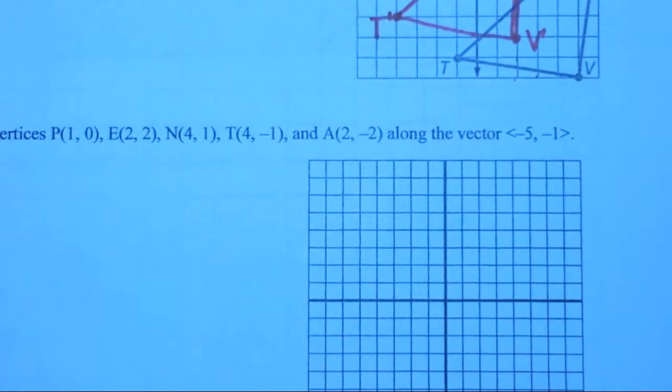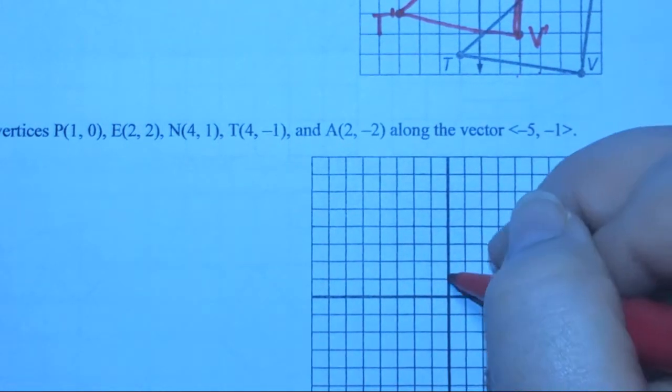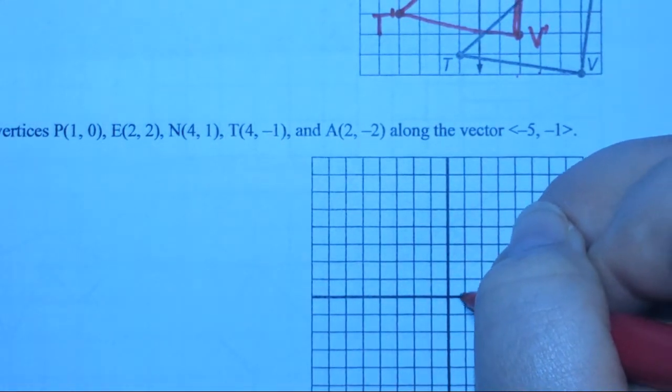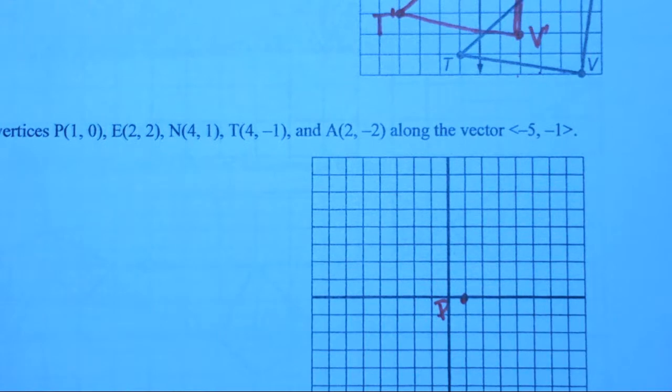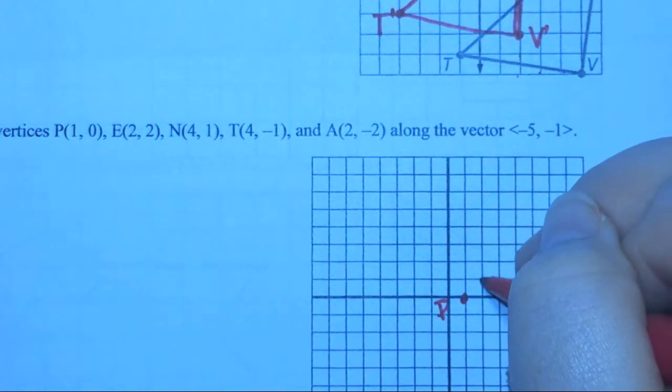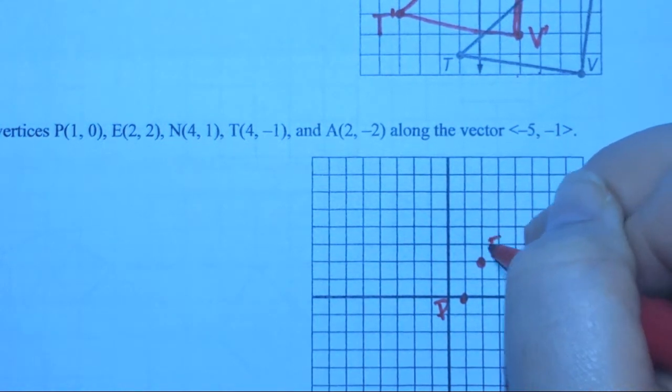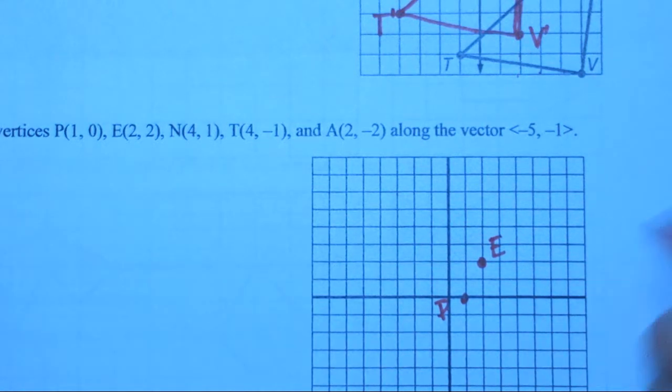So we need to graph P is at 1, 0. E is at 2, 2. N is at 4, 1.